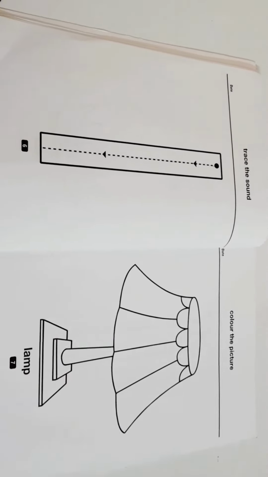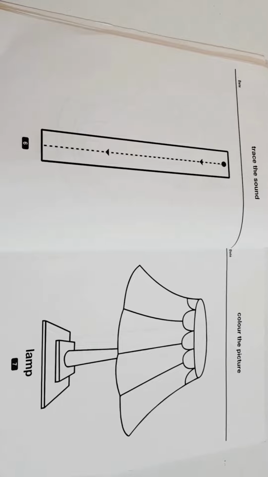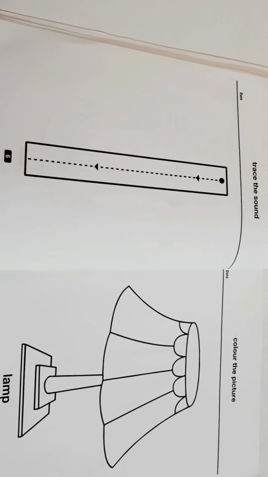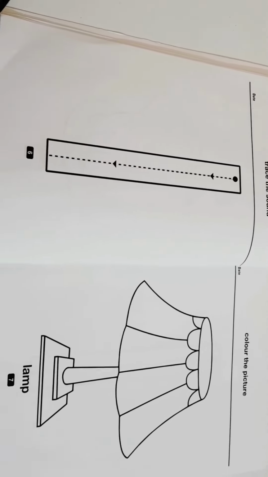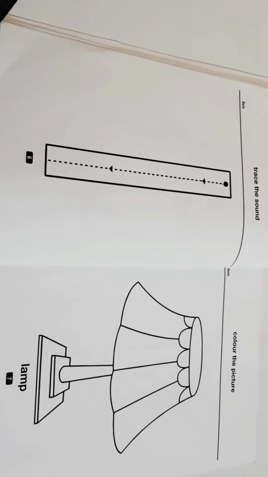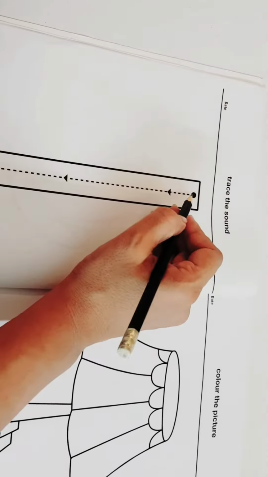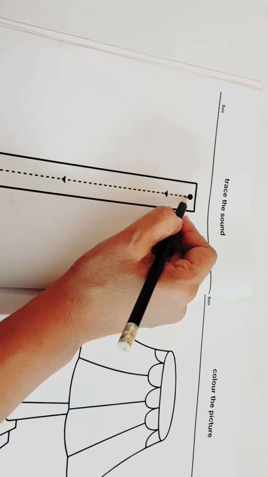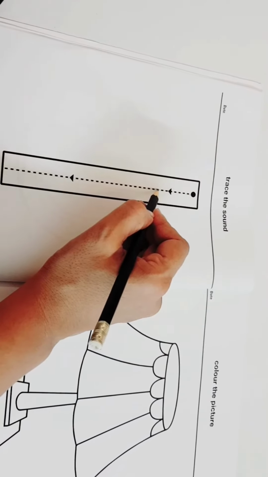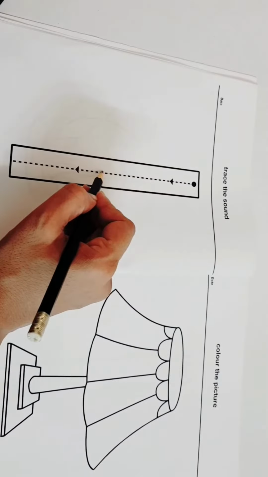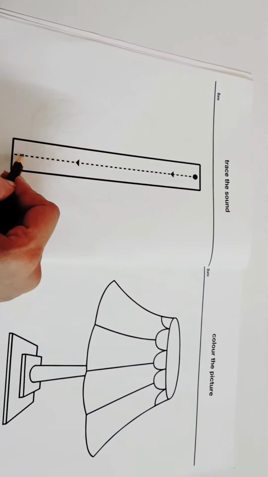Now I will show you how to trace the l sound. Okay, can you see the dot? Big dot. Okay, now do you all have a pencil? Now put the pencil on the dot. Go down, down, down, down, down, and trace.